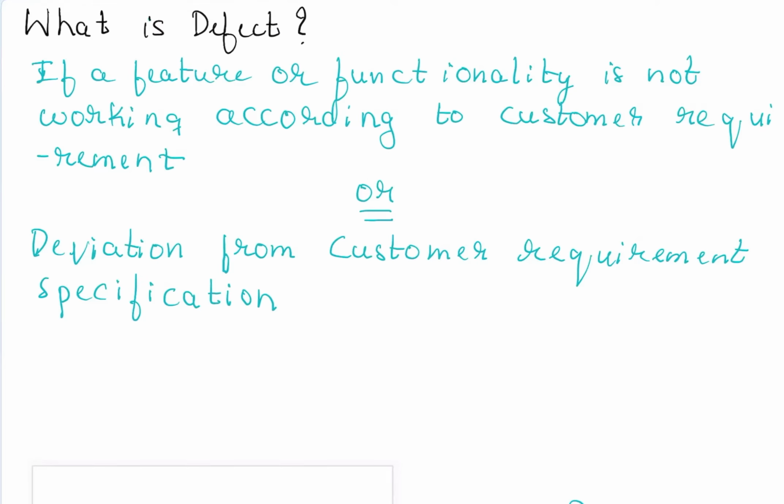Let me explain what is defect. If a feature or functionality is not working according to customer requirement, or deviation from customer specification, is called as defect. Let me take an example and explain what is defect.